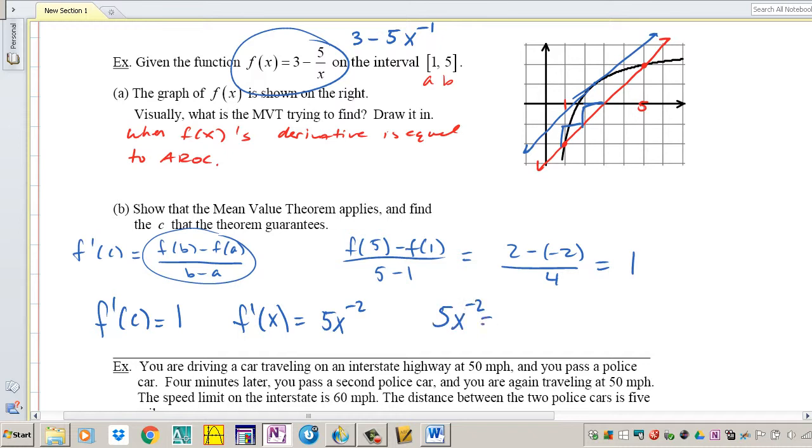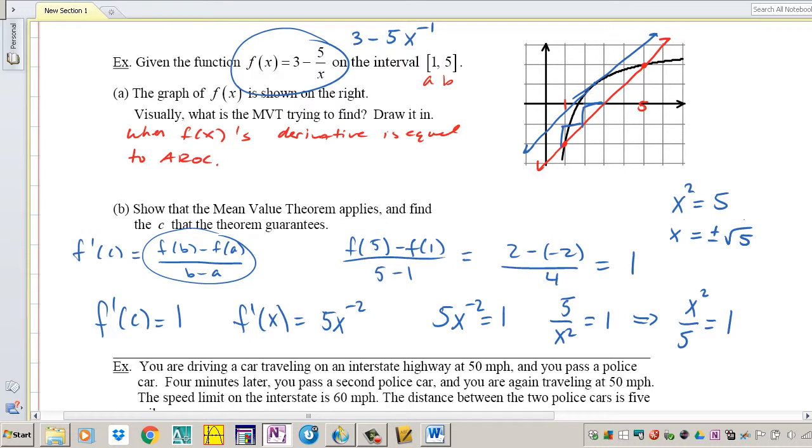Finally, we set that equal to 1. 5 over x squared is equal to 1, which is the same thing as x squared over 5 is equal to 1. I just flip both sides and I see that I get the square root of 5 as my answer. Well, not just the square root of 5. Plus or minus the square root of 5 is my answer.